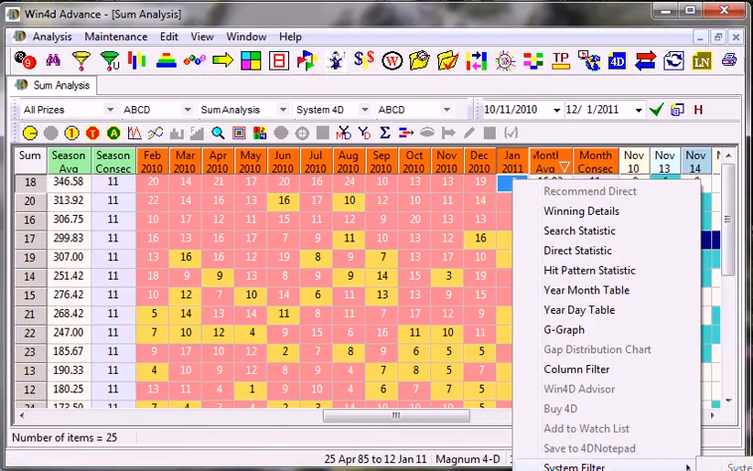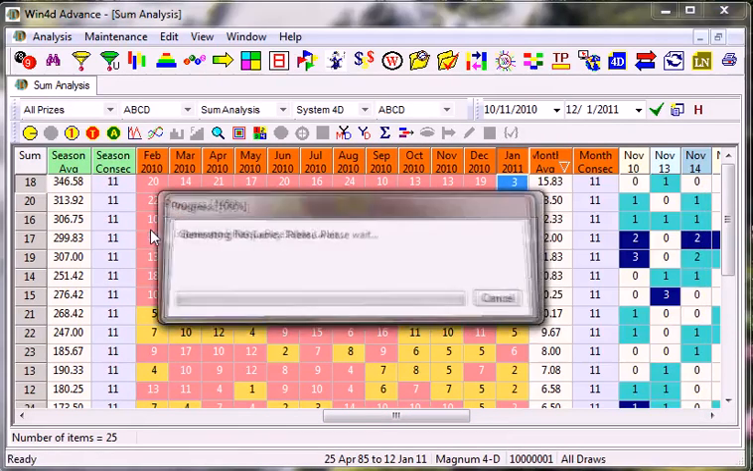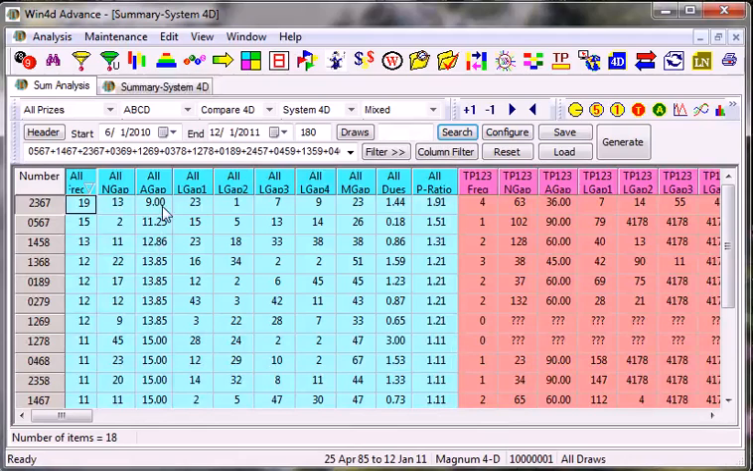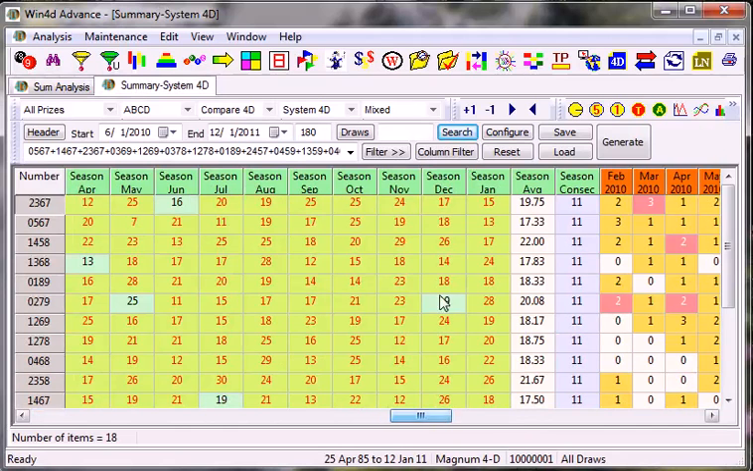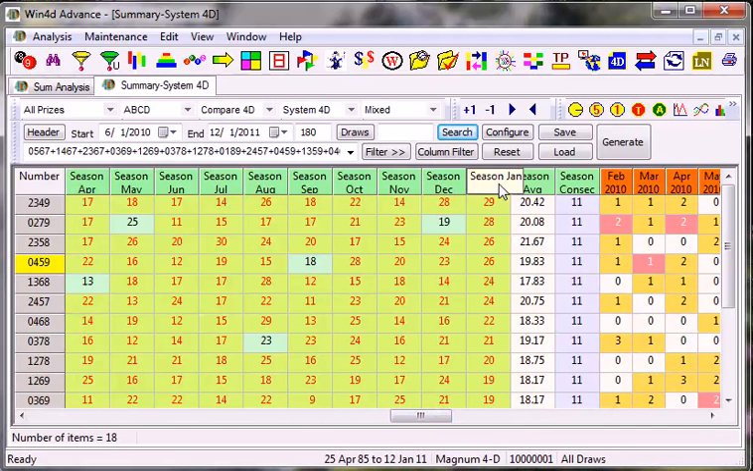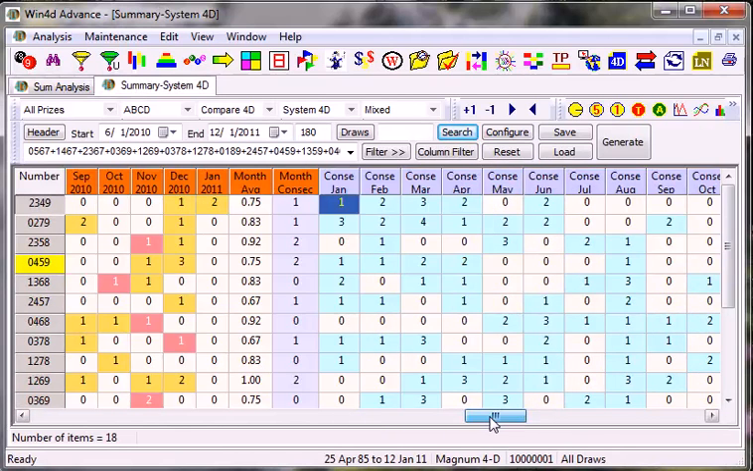highlight here, right click, go to system filter into a system 4D. There you go. Now over here, there will be a total 18 sets, alright? And I would certainly like to highlight something for all of you, that there are some very interesting sets to take a look at.